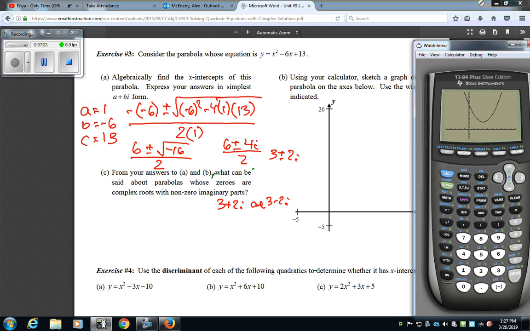Okay, so you can kind of see what the sketch looks like. I'm going to pull up some points. I'm going to focus on the y-intercept, which is 13. So we got 0, 13. And one thing you'll see that's interesting is we have a turning point at 3, 4. So this graph is going to look something like this.